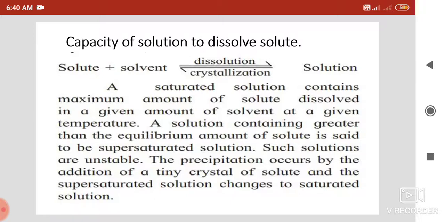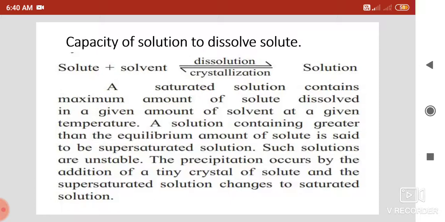So a saturated solution means a solution which contains the maximum quantity of the solute in the given amount of the solvent at the given temperature. Such a solution is called a saturated solution.